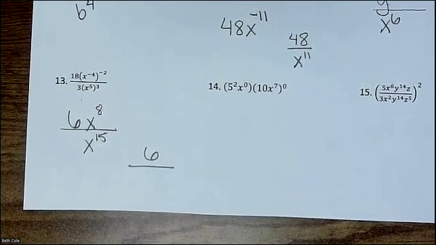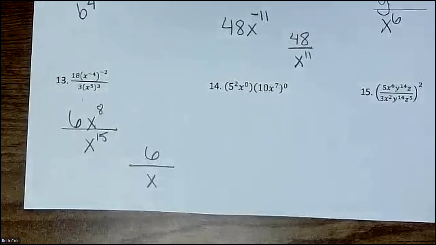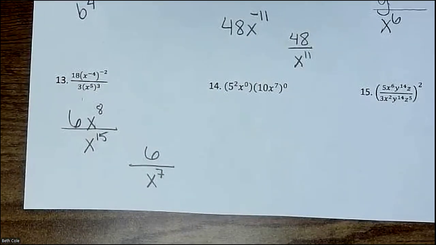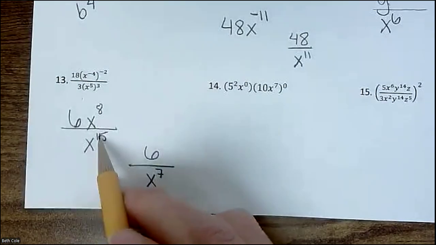Which side wins for X? The bottom. By how much? 7. 6 over X to the 7th. This X is on the denominator because that was the one that was bigger.